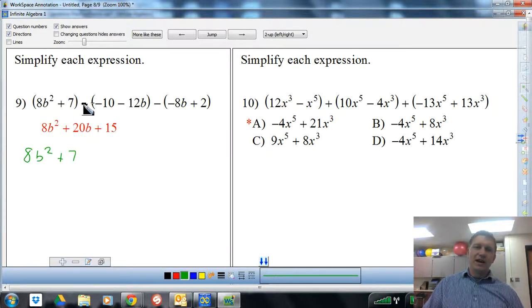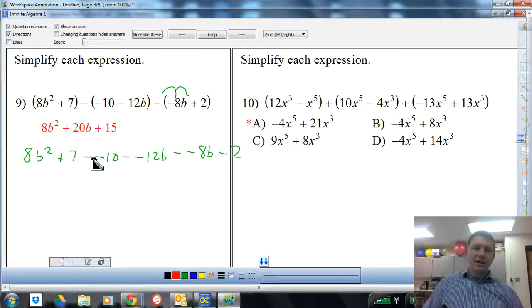Okay, so we're going to go negative minus a negative 10. And then also minus a negative 12b. Okay, then we're going to also apply the negative here and over here too. And we're going to go minus a negative 8b. And then minus a positive 2, which really is just minus this whole positive 2. You could write it this way, no big deal.